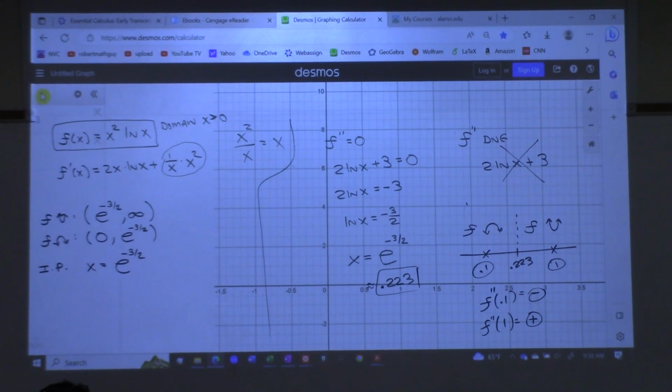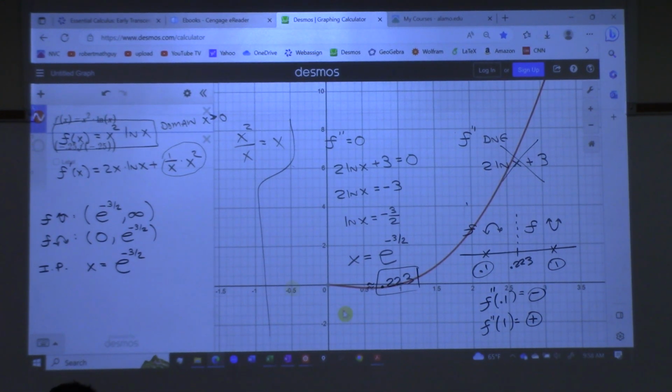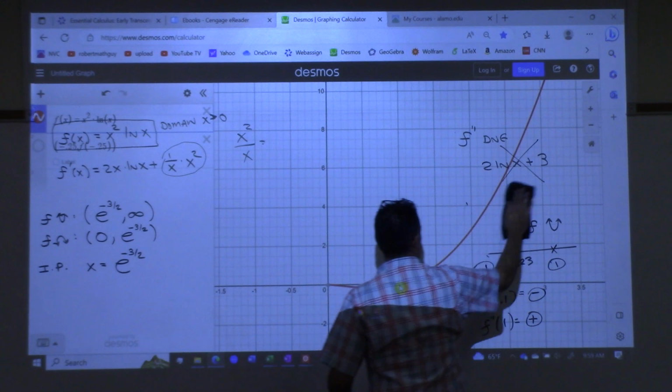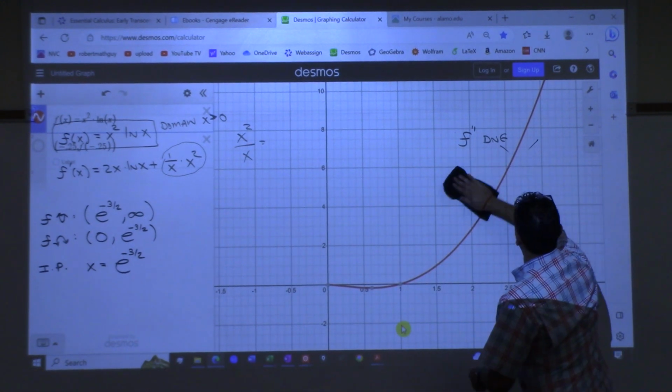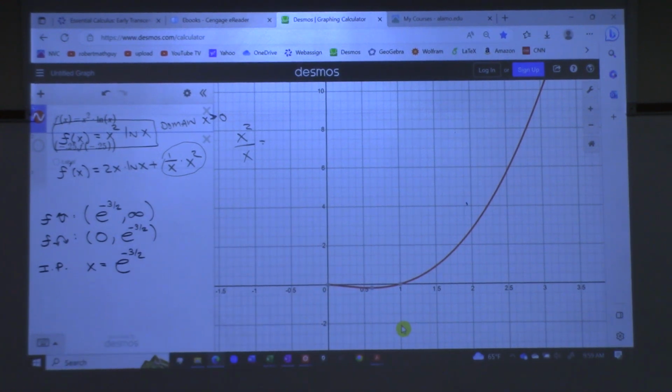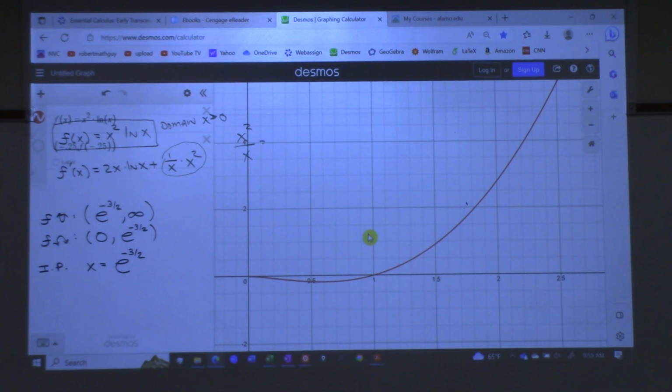Desmos, let's graph it. So it was x squared times natural log x. There's the graph. Notice the graph only exists from 0 on, right? Also, we got a lot of interesting things happening here. We had no local max, right? Do y'all see there's no local max here?